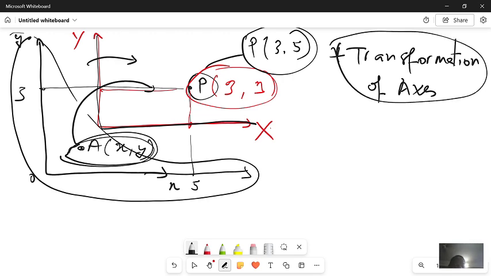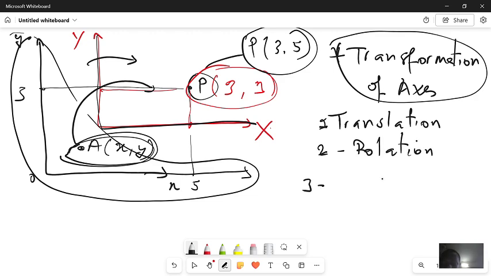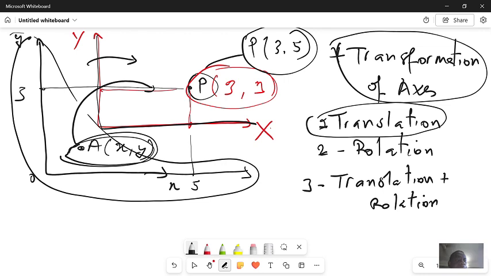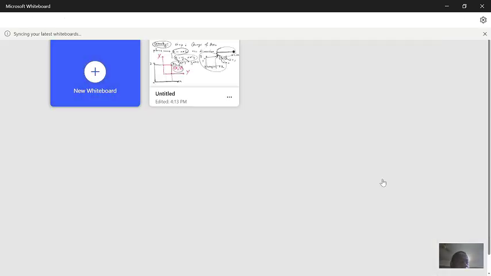Now, there are 3 types of transformation of axis. I have translation, I have rotation, and the third can be translation plus rotation. First of all, we'll discuss the translation. Now, let's see about the translation.